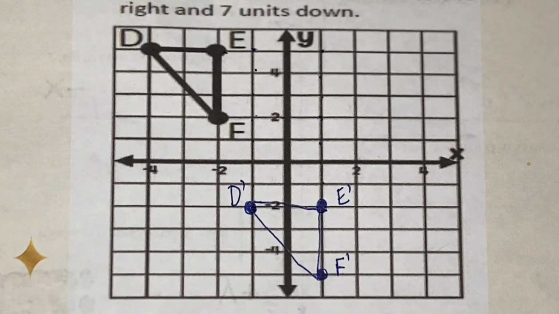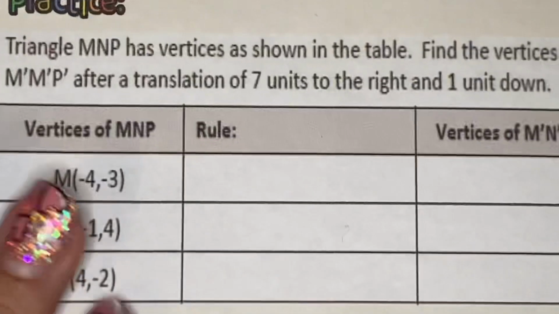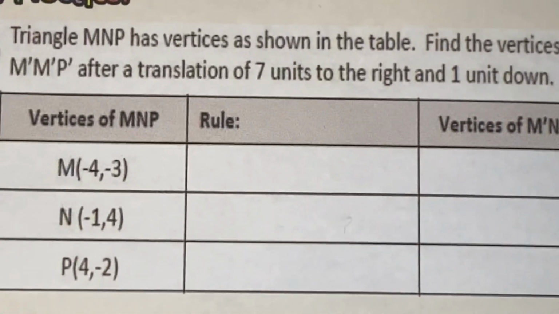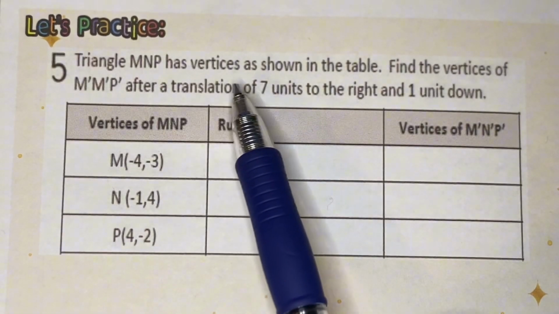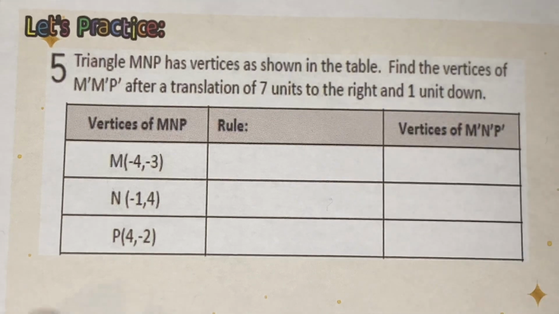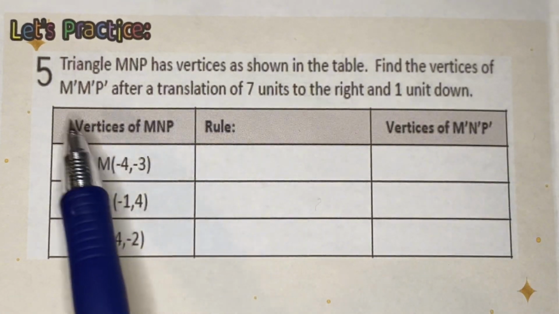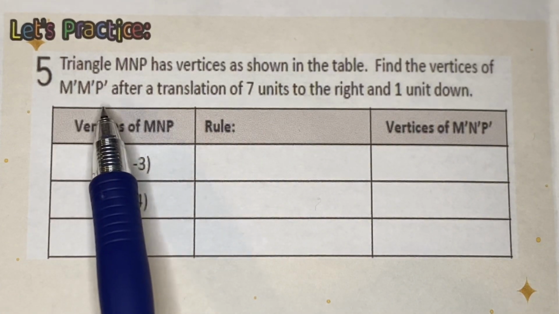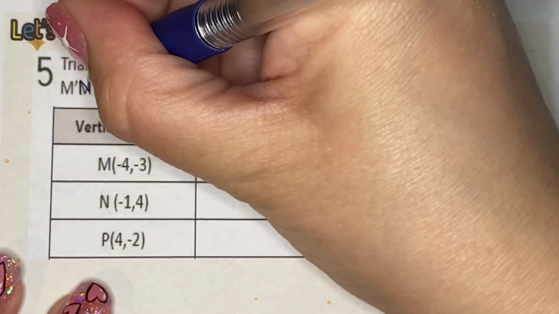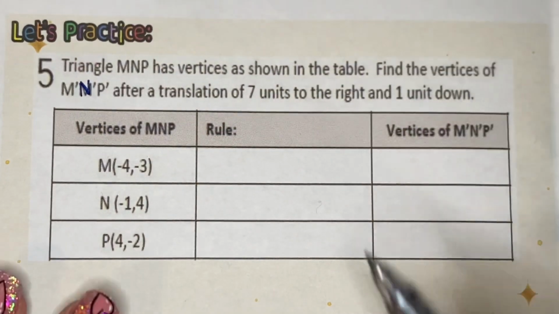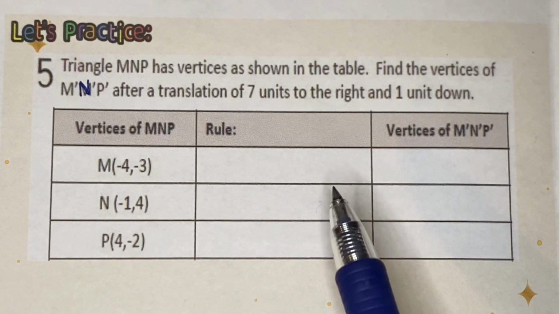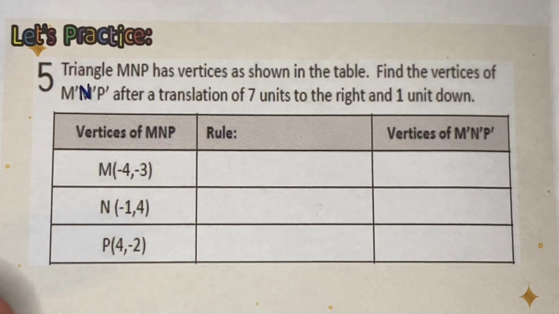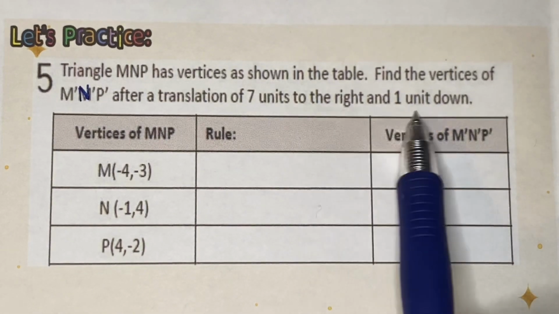Okay, let's go to this one. This one says triangle MNP has vertices shown on the table. Find the vertices of M prime, N prime, P prime. I think this is supposed to say N right here. After translation of 7 units to the right and 1 unit down. Okay, so the rule is going to be the same for all of them, right? We're going to do 7 units to the right, 1 down.